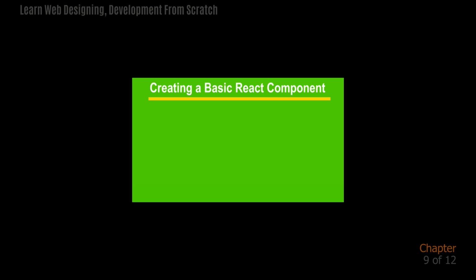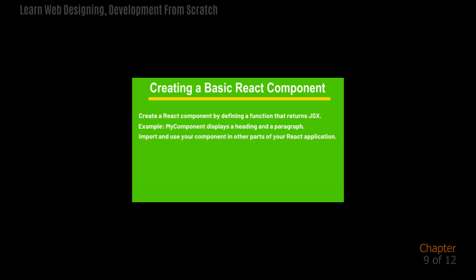To create a React component, you define a function that returns JSX. Here's a simple example. This component displays a heading and a paragraph. You can use it in your React application by importing and including it in other components. With these basics, you're ready to start building interactive web applications using React. Understanding components, JSX, props, and state management will help you create dynamic and responsive user interfaces.